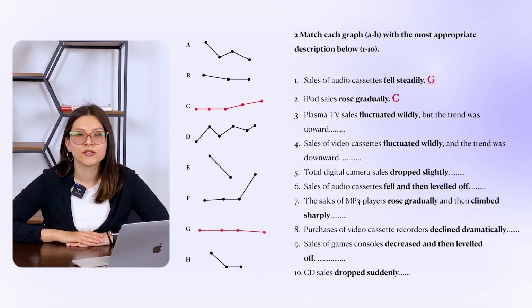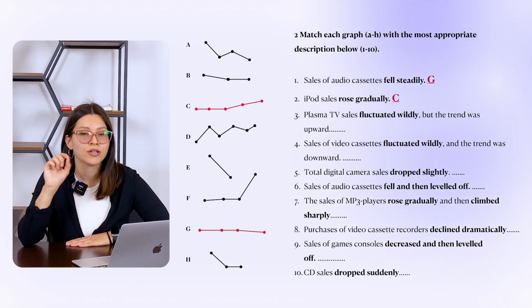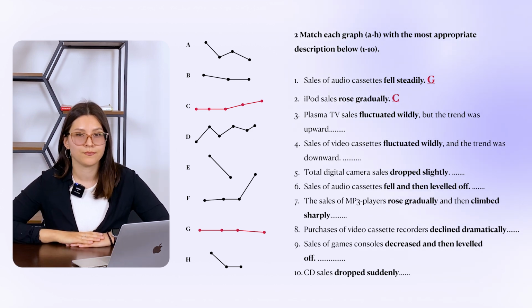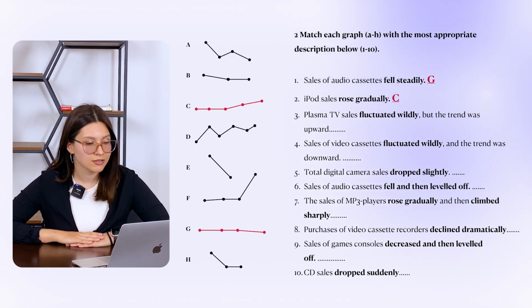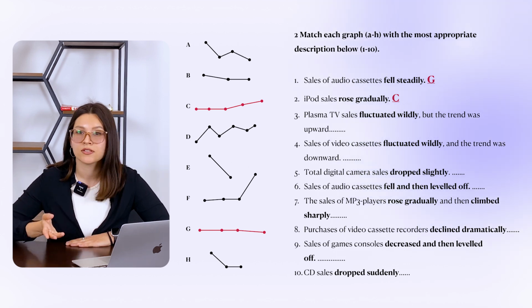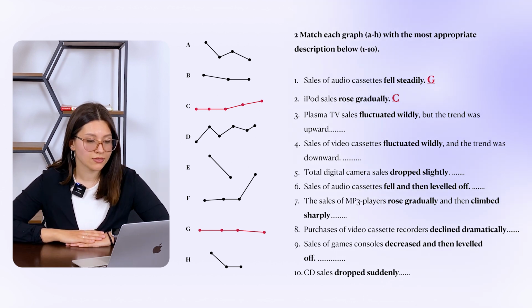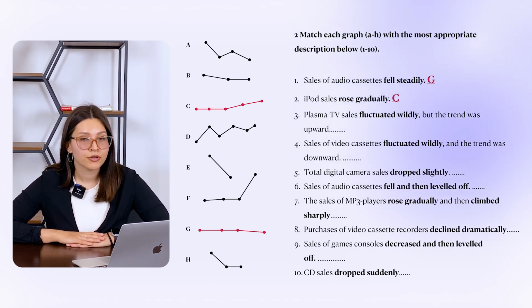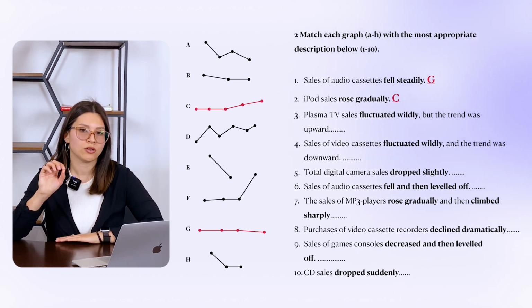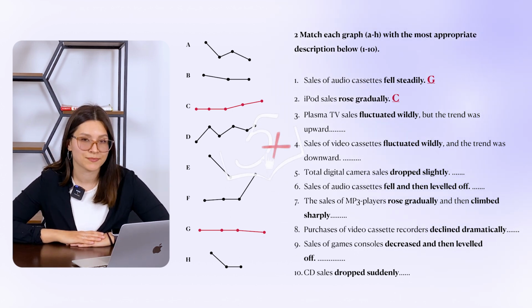Before you start doing the exercise, please make sure that you underline the key vocabulary given in each sentence. In this case, it's a verb and an adverb. So each sentence consists of 2 or more. The first one has fell steadily, second is rose gradually, then fluctuated widely, the word we have discussed, dropped slightly, fell and then leveled off, rose gradually, climbed sharply, declined dramatically, and so on. All of this vocabulary is going to help you determine which line to put under each sentence.